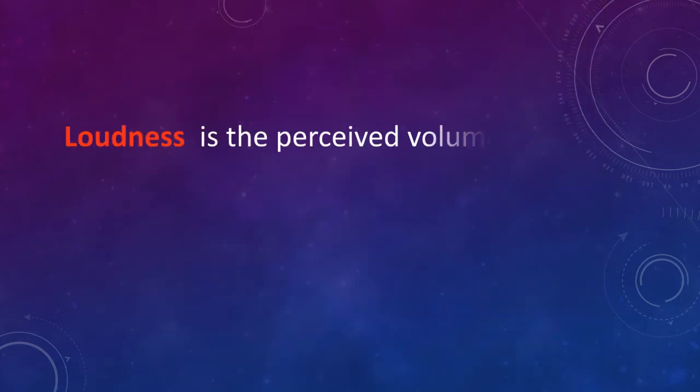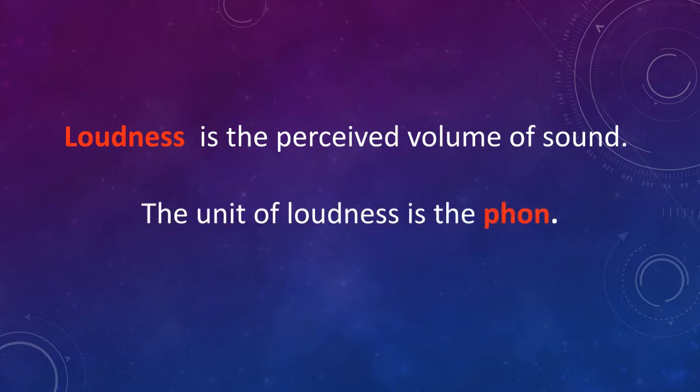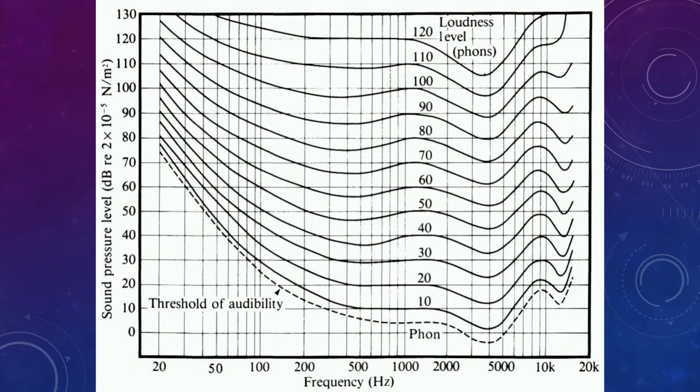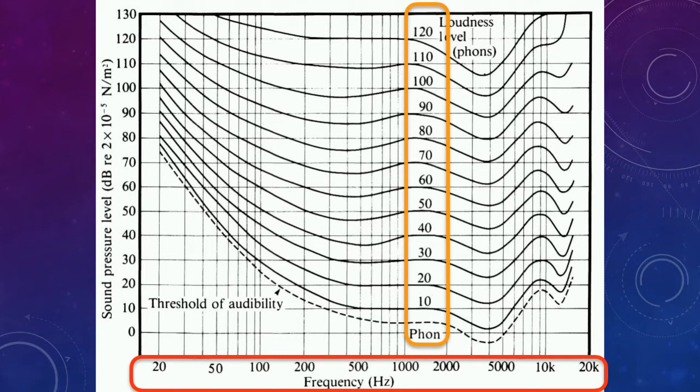Loudness is the term that we will use to describe the perceived volume of sound. The unit of loudness is called a fon. Each line on the curve represents equal loudness, 10 fons, 20 fons, etc. The x-axis shows frequency, and the y-axis shows dB SPL. Before I explain how to read this graph, let's talk about frequency response.